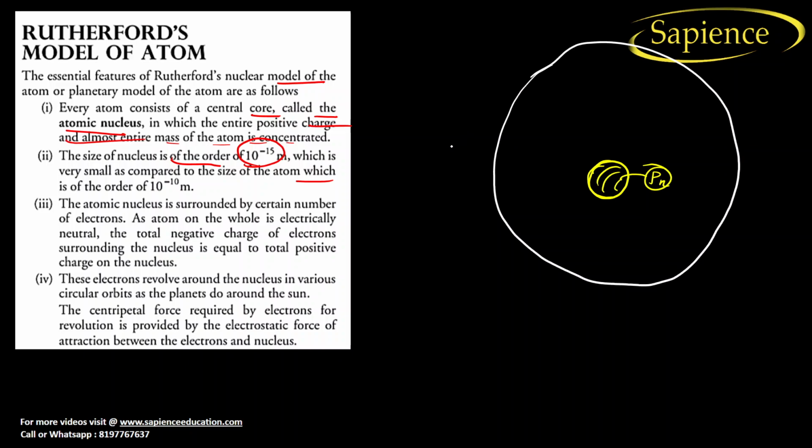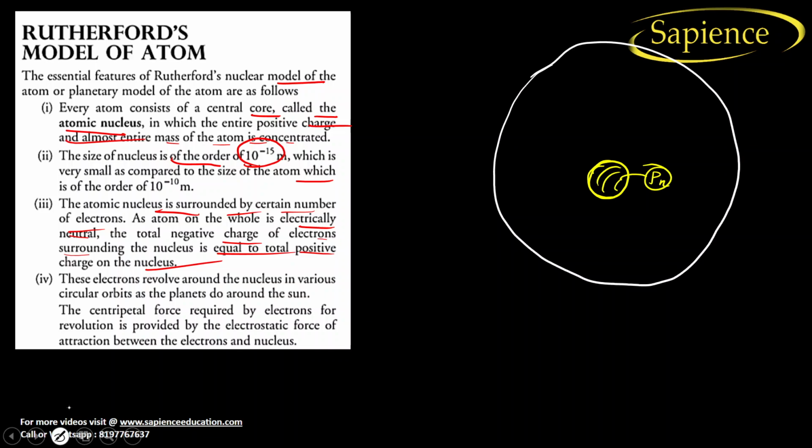So this is the second observation or conclusion given by Rutherford. Now, the atomic nucleus is surrounded by a certain number of electrons. An atom as a whole is electrically neutral, and the total negative charge of the electrons surrounding the nucleus is equal to the total positive charge of the nucleus.